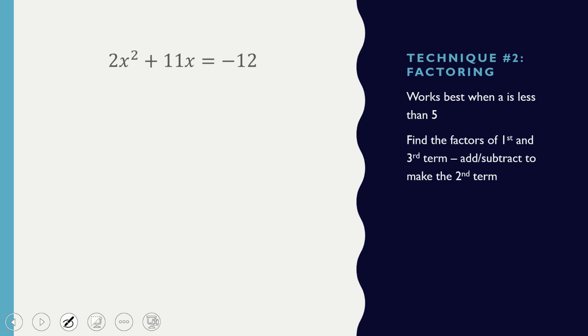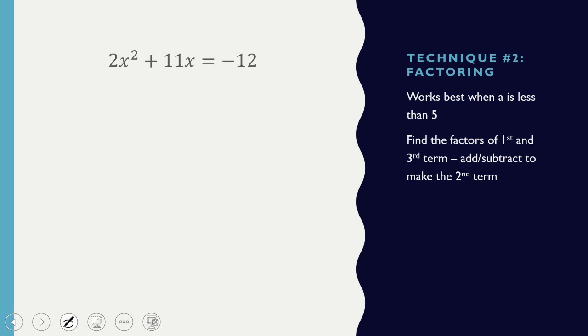The second technique is called factoring. I hope this sounds familiar to you. I'm sure you've been working on it for quite some time. But it's generally a pretty easy way to solve a quadratic. Hopefully you feel comfortable with factoring by this point. It works best when a is less than 5. Once you start getting an a that's bigger than 5, you have a lot of factors to try to work with, and it becomes more time consuming and tedious to figure out which ones actually work.